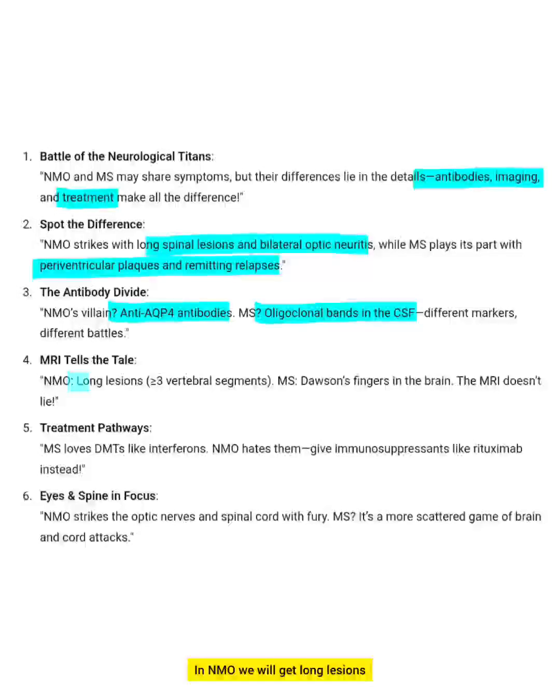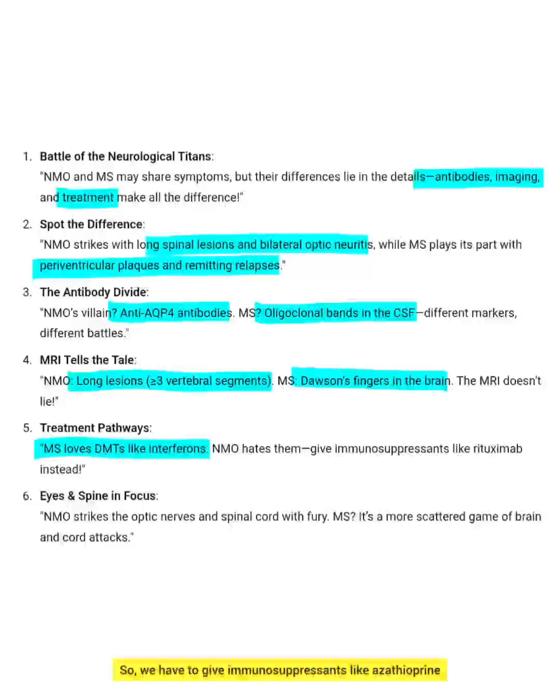In NMO, we'll get long lesions, that is more than or equal to 3 vertebral segments, and in multiple sclerosis, we'll get short lesions, that is less than 2 segments affected. With that, we'll get Dawson's fingers in the brain, and MRI doesn't lie, right? In treatment, MS loves disease-modifying treatment like interferons, but NMO hates them. So we have to give immunosuppressants like azathioprine and rituximab instead.